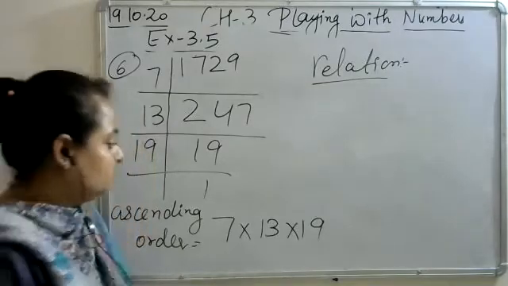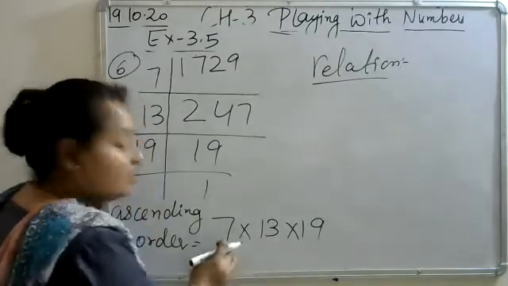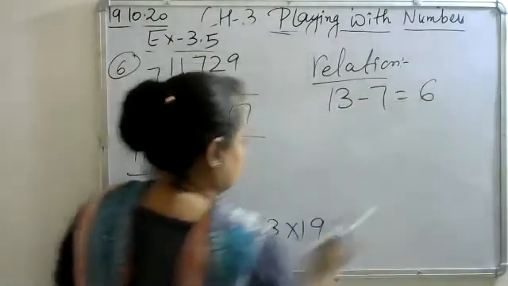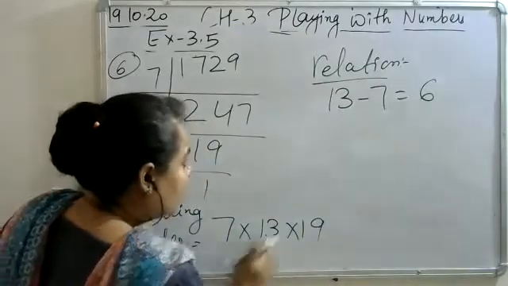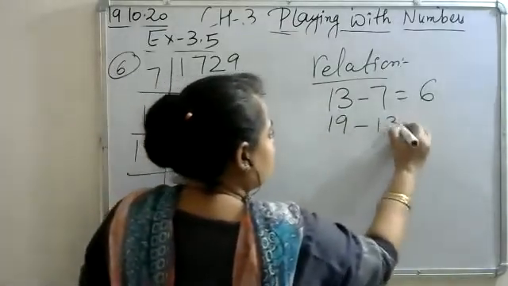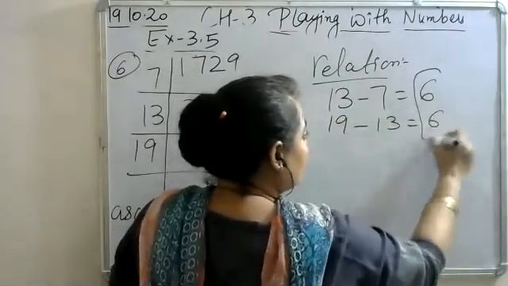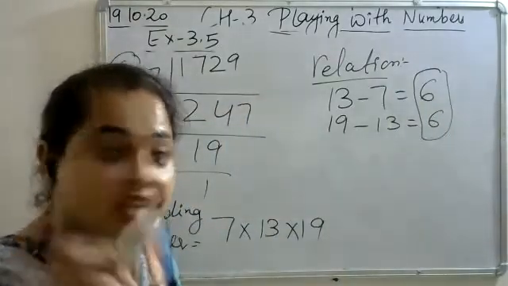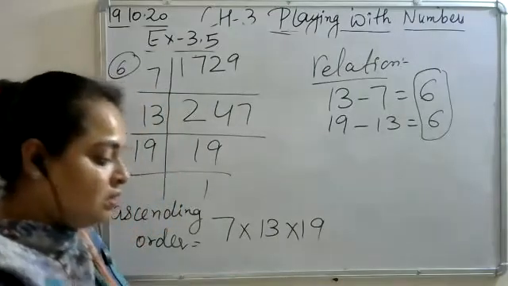Look, 13 minus 7 is 6. 19 minus 13 is 6. This is the relation. Each factor differs by 6. This is the relation.